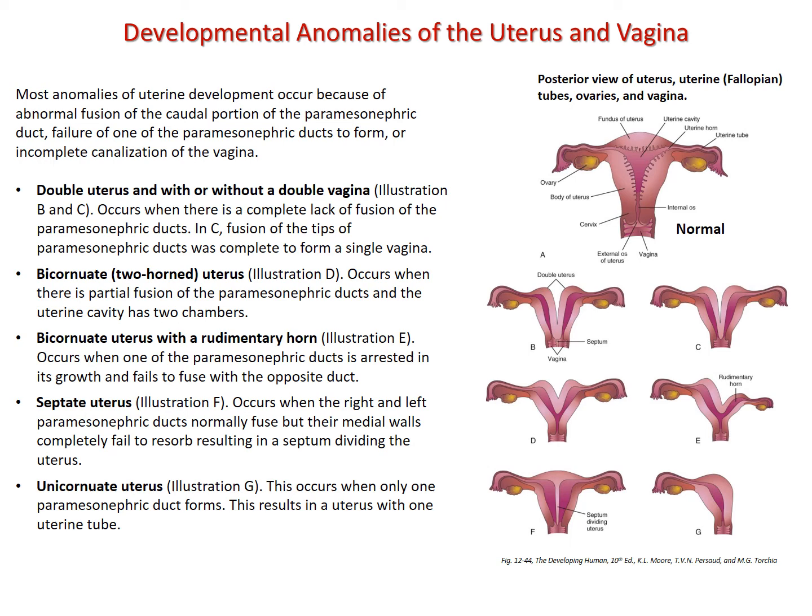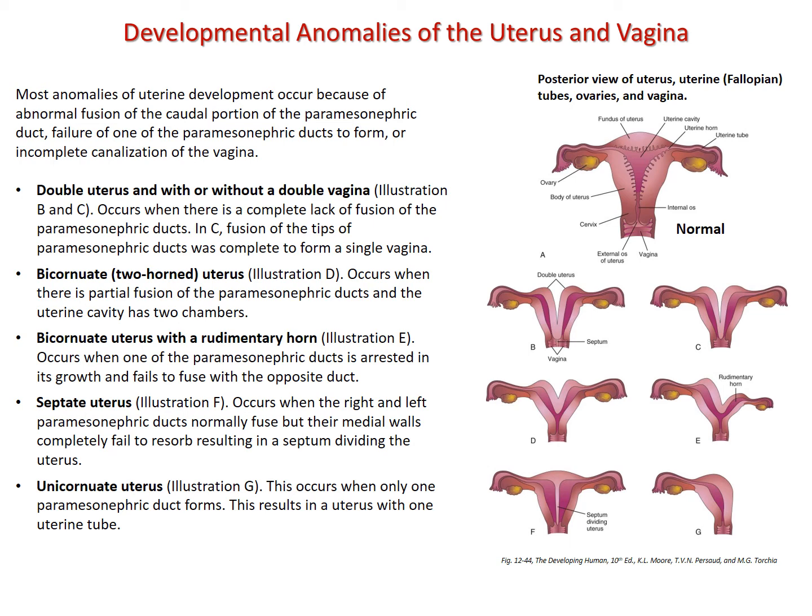This slide depicts several examples of impaired development. Illustration A is a normal view. Illustrations B and C show a double uterus with or without a double vagina. These occur when there is a complete lack of fusion of the paramesonephric ducts. In C, fusion of the tips of the paramesonephric ducts was complete to form a single vagina. Illustration D shows a bicornuate, or two-horned, uterus. This occurs when there is partial fusion of the paramesonephric ducts and the uterine cavity has two chambers.